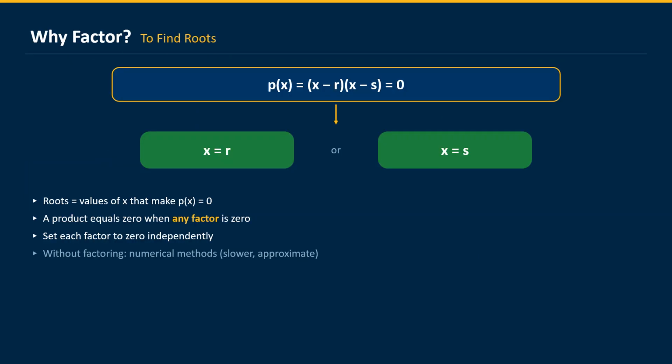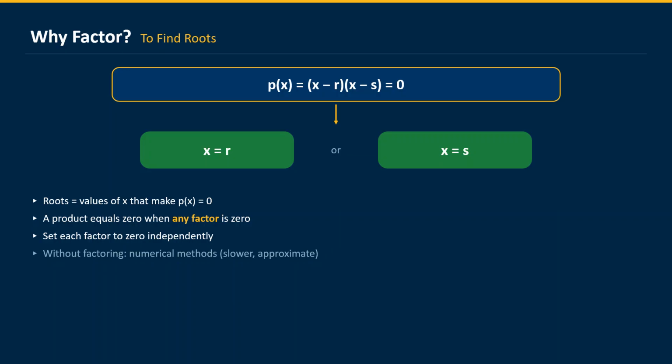The whole point of factoring is finding roots, the values of x that make a polynomial equal to 0. If you can write p of x as the product x minus r times x minus s, then setting p of x equal to 0 becomes a product equal to 0. A product is 0 exactly when at least one factor is 0, so the roots are immediately x equals r and x equals s. Set each factor to 0 independently, and that is the whole solution.